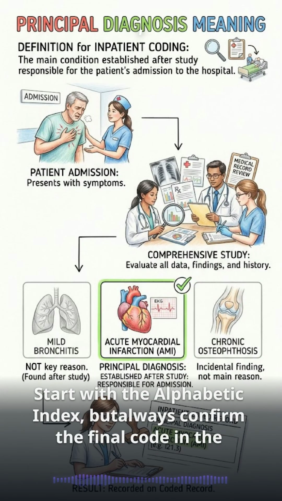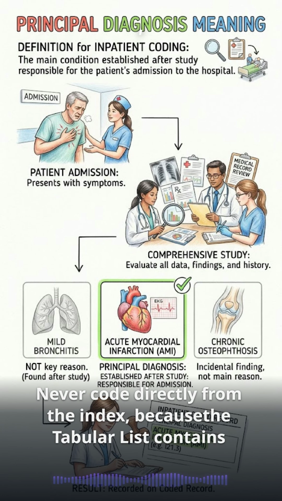Start with the alphabetic index, but always confirm the final code in the tabular list. Never code directly from the index, because the tabular list contains important instructions, including seventh characters that describe the type of visit or encounter. For inpatient procedures, hospitals use ICD-10-PCS codes.